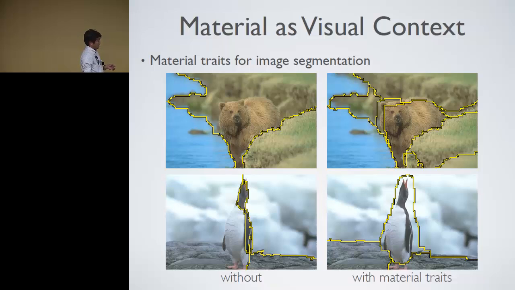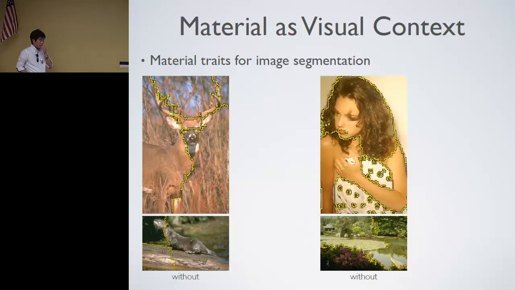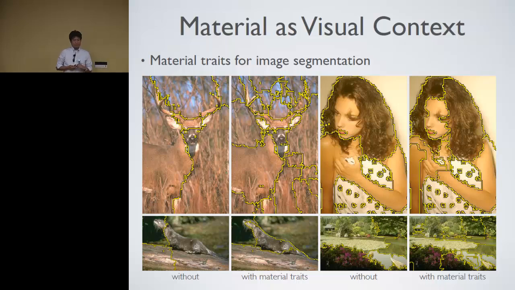And now you can see that because of the difference in the materials, you can extract out these interesting regions. Here are some more examples. Without the material traits, it's really having a tough time finding out where the deer is, but now we can extract it out. Okay? Now, one last thing.